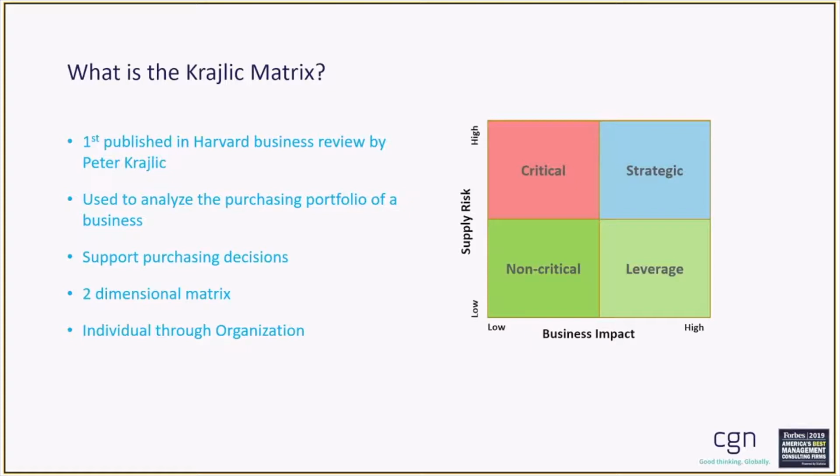The matrix has two dimensions, supply risk and business impact. Supply risk references the costs, profit, and risk associated with a supplier. Business impact references the supply, cost, and profits associated with a business. The matrix can be used at the organizational level, product group level, or individual product level depending on the business needs. Now, let's share with you the four areas of the Krajlic Matrix: non-critical, leverage, critical, and strategic.